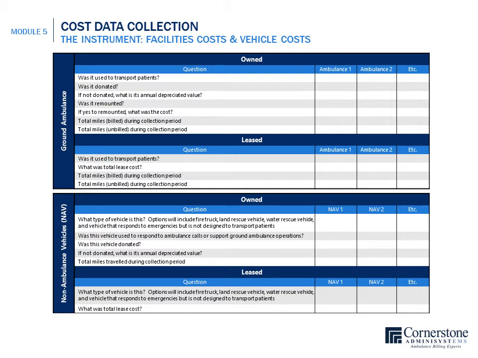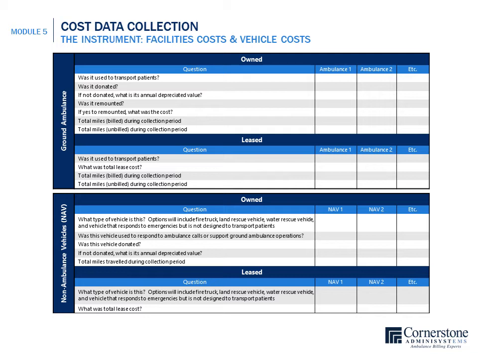Okay, so similarly to the labor cost table that we created, this vehicles cost table has two overarching sections: ground ambulance and non-ambulance vehicle, which we've abbreviated to NAV. So those are on the far left, the vertical dark blue bars. And then within that, you can see that there are groupings for owned and leased. And then within each of these, there are specific questions. And so we'll just go through this.